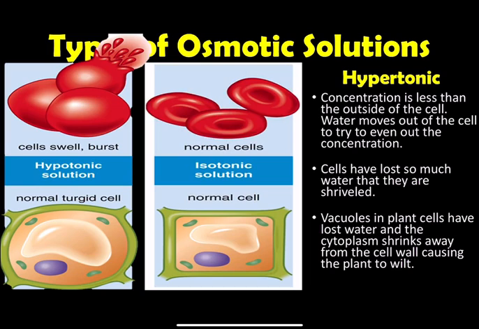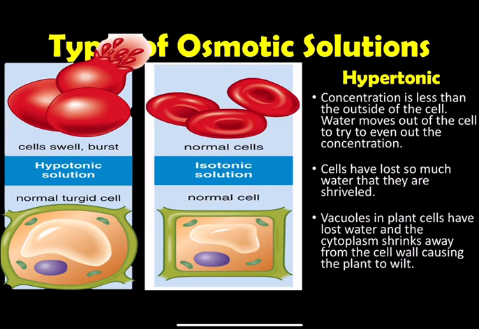Okay, the next solution is hypertonic. Hypertonic I tend to think of as being hyper, really fast. If you move really fast, you squeeze all of the water right out of the cell. So a hypertonic concentration is less inside the cell than the outside of the cell. Water moves out of the cell to try to even out the concentration. Cells have lost so much water that they shrivel up. Guys, obviously, if cells are shriveled, they're not going to be very healthy.